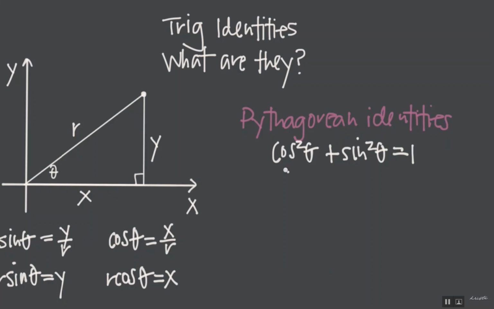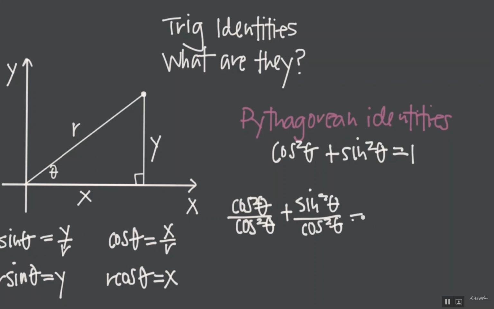So let's see what happens if we divide this whole thing through by cosine squared. We would get cosine squared theta over cosine squared theta plus sine squared over cosine squared is equal to 1 over cosine squared theta. Well, cosine squared over cosine squared is 1. Remember that sine divided by cosine is the same as tangent. So sine squared divided by cosine squared is going to be tangent squared. So I'll get tangent squared theta.